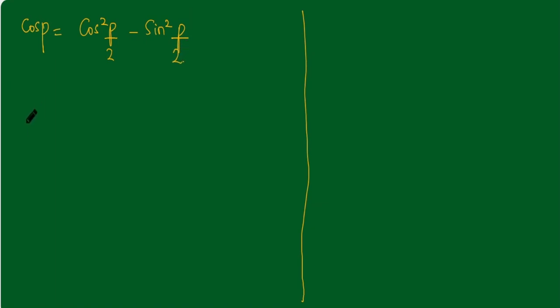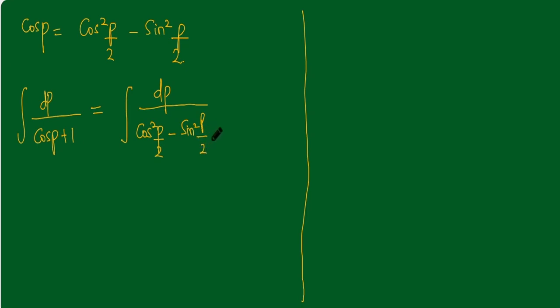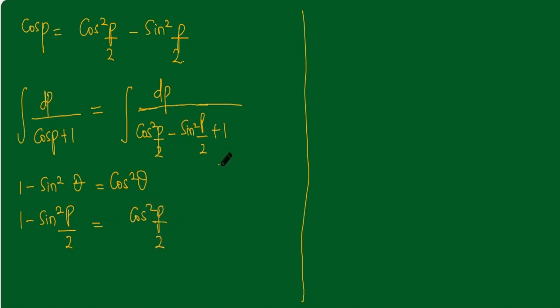So we can substitute this in our integral. So we have the integral of dp divided by cos p plus 1 is equal to the integral of dp divided by cos squared p over 2 minus sine squared p over 2 plus 1. Also recall that 1 minus sine squared theta is going to be equal to cos squared theta. So therefore, 1 minus sine squared p over 2 from the denominator will be equal to cos squared p over 2. So we can substitute it here.